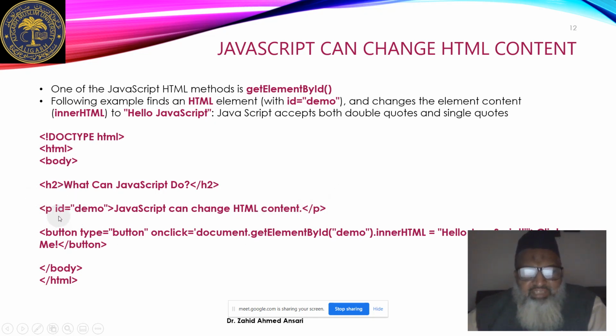We are giving an ID to this paragraph element. The ID of this paragraph element is demo, ID equal to demo. And in this paragraph we are writing: JavaScript can change HTML content. Is this fine so far, students?